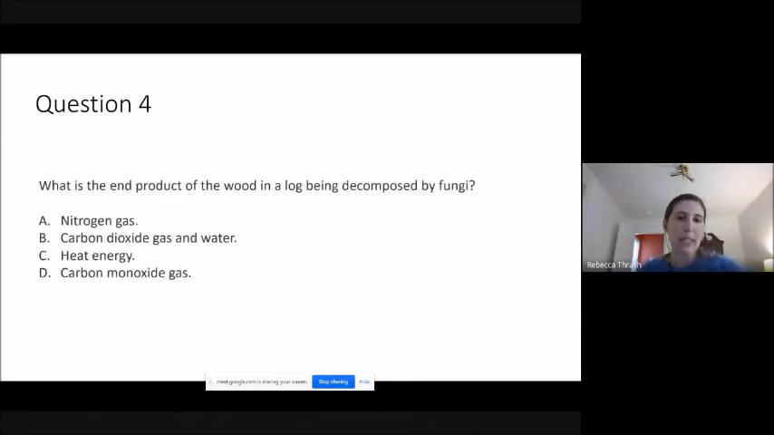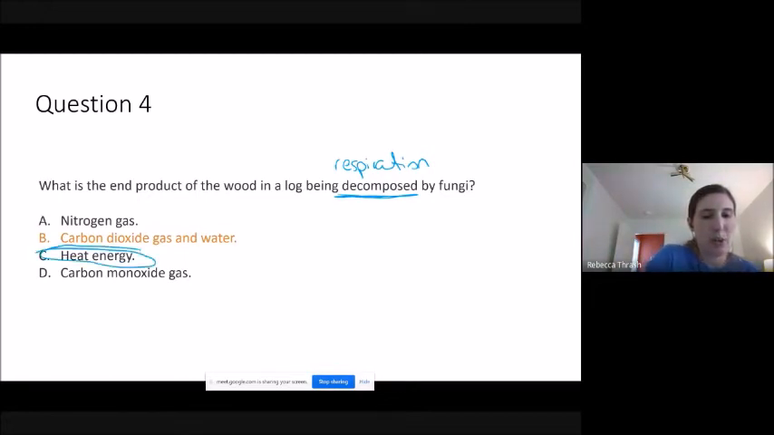Question 4. What is the end product of the wood in a log being decomposed by fungi? So let's make sure that we're really thinking about this word here. I mean, this is just another way of saying respiration by fungi. So we know from that talk about photosynthesis and respiration, the byproducts of that are going to be carbon dioxide as a gas, and then also water. Now, that does not mean that there isn't going to be heat energy that is also sort of lost, but we're talking about the matter here. So what is going to be the end matter products after decomposition?